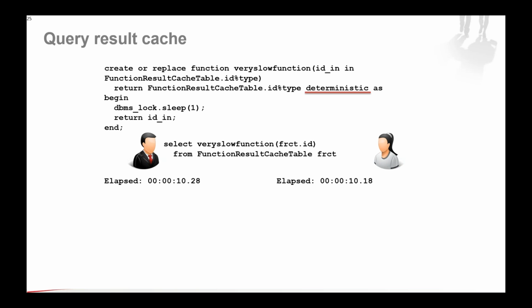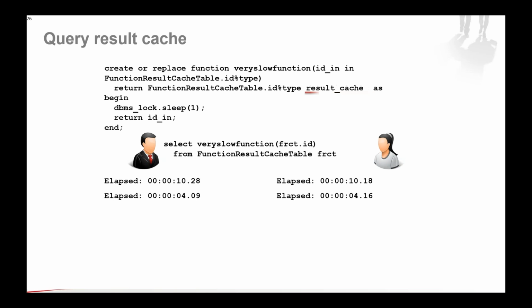Now I create it as deterministic. The function is deterministic. I run the query again, and it takes me about 4 seconds. I got 3 unique values in there. It takes about 4 seconds. And for the other person, the same.